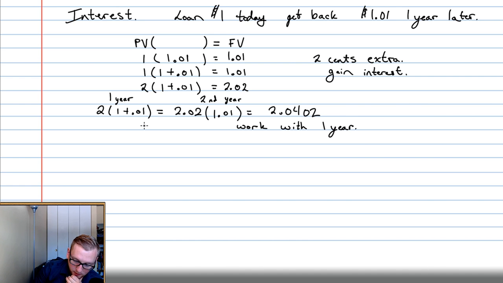So we're going to work with 1 year, but now we're going to have 2 iterations of interest in the year. So we're going to calculate interest after 6 months and then 6 months again. It's going to be the same thing as this. So we've got 2 times 1.01 twice. Because look, this was multiplied the first time, and this was multiplied the second time. So we're going to do it twice in 1 year. It's still going to give us 2.0402. So this is interest every 6 months.